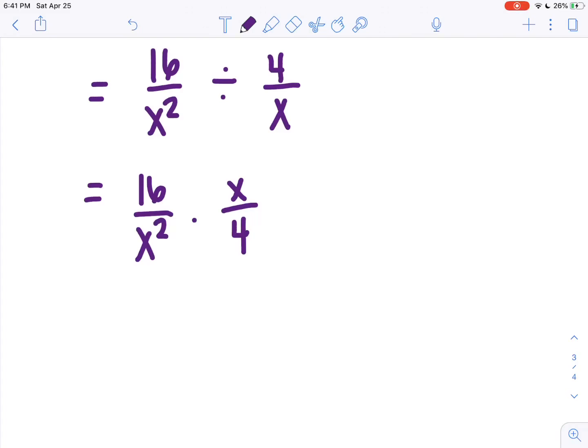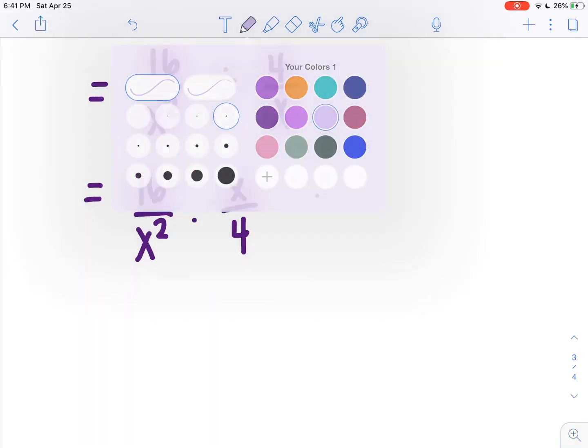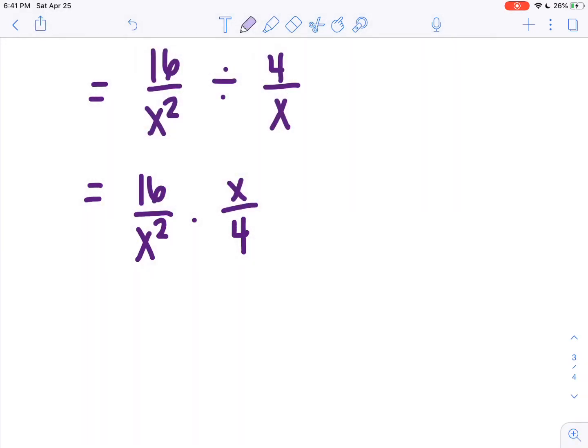Okay, and these are monomials, so there's nothing I need to factor. I'm literally just going to start simplifying things in the numerator with things in the denominator that match. So I could simplify 16 and 4, right? 4 goes into 16 4 times. This x will cancel out one of these x's, so what I have left in the numerator is 4. What I have left in the denominator is x, and then we are done.